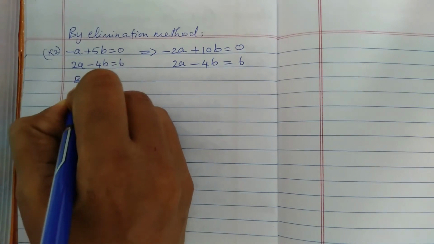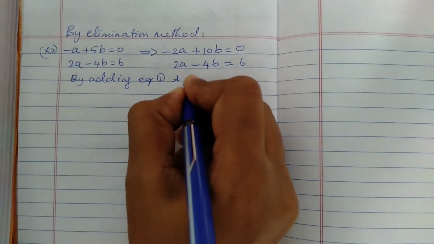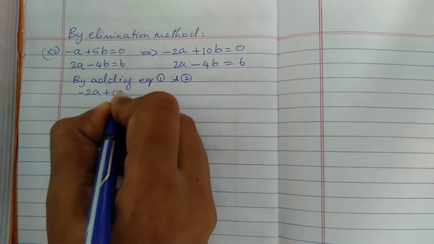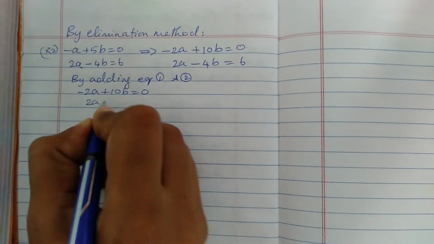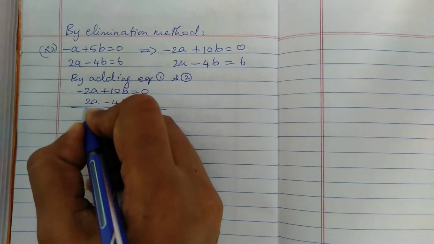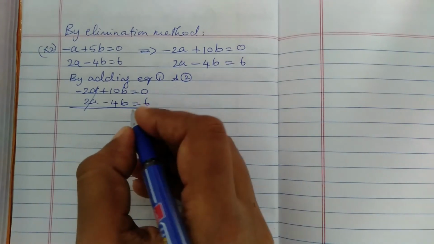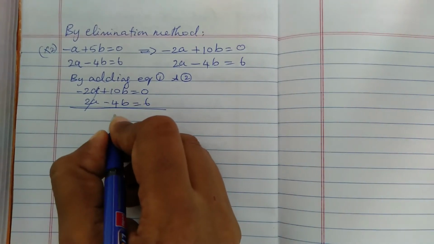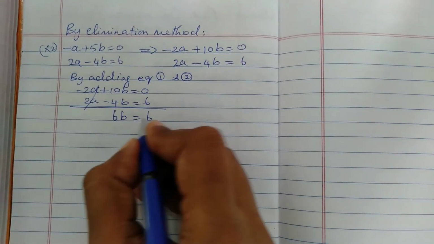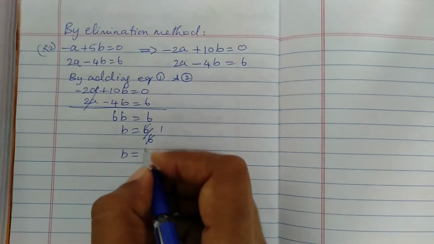So by adding equation 1 and 2, your first equation is minus 2a plus 10b is equal to 0 and 2a minus 4b is equal to 6. Now adding this, 2a minus 2a is 0, so I am cancelling it. So 10 minus 4 is 6b is equal to 6. Now b is equal to 6 divided by 6, this goes 1 time, so b is equal to 1.